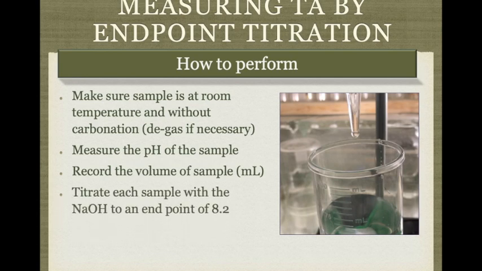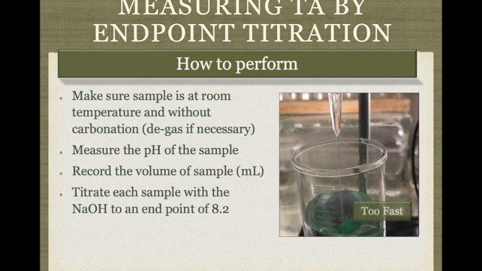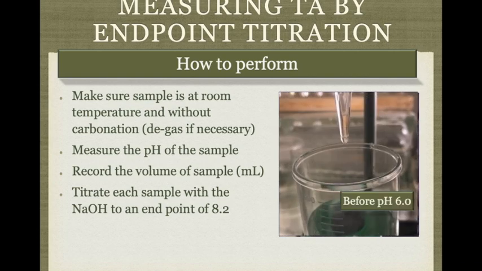And you basically titrate each sample with the sodium hydroxide solution, drop by drop, up to an endpoint of 8.2. And it's important you do this fairly quickly, but not too quickly, because you don't want to overshoot that endpoint. So starting out, this would be a little bit too slow. It would take you forever to get there. If you are titrating so quickly that the drops all flow together to where you can't distinguish them, that's too fast. So you want to go fairly quickly until the pH gets to around 6.0 or so. So maybe a drop per second or a little faster than that.